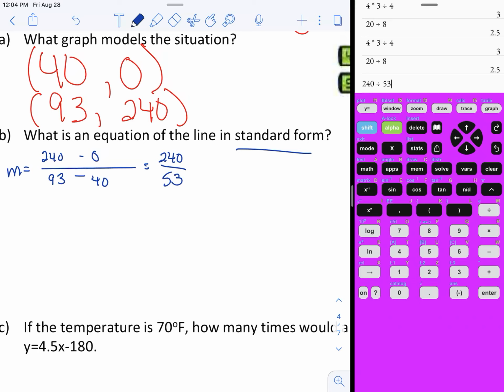The calculator is the name of this app. It's a wonderful app for an iPad. Hopefully you can get it. I asked the tech department to download it for you.